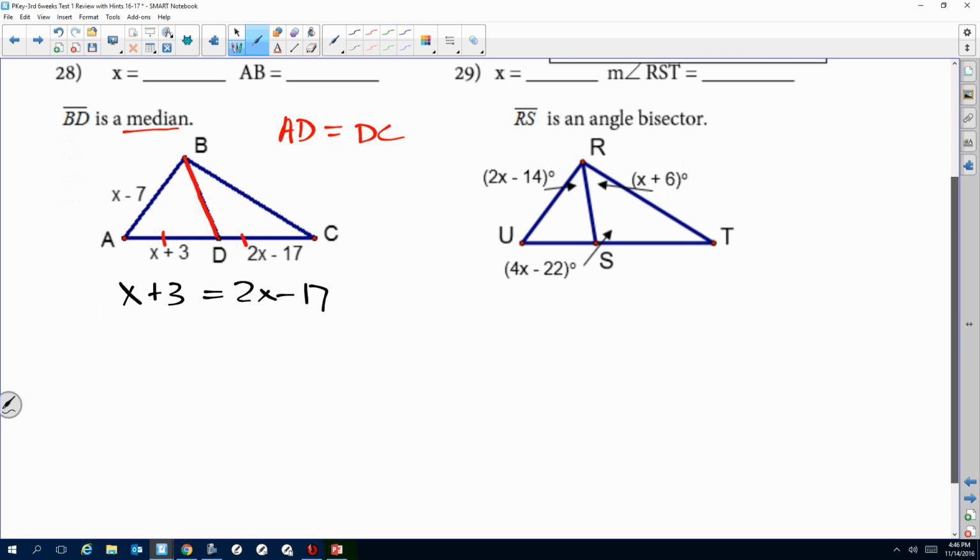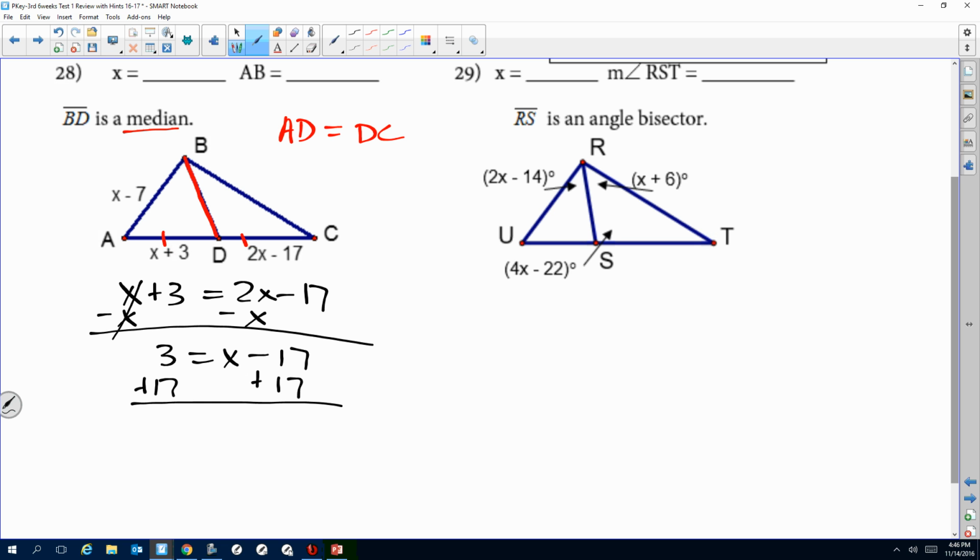It's easier to start with the smallest variable value for x. That's just this x here, minus x, minus x. We get 3, because that becomes 0. 3 equals x minus 17. Then we're going to have to add the 17 to both sides. And yes, I knew some of you already got it. 20 is x. Okay? So that gives me the value of x. So we plug that in. 20 is for x. And they want us to find AB. So AB is over here. It has the expression x minus 7, which means we're going to do 20 minus 7. And exactamundo, it is 13.